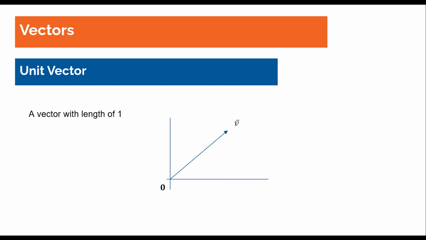Now, what is the unit vector? A vector with length of 1 is a unit vector. This concept is important because unit vectors make equations simpler and computations easier. Given a vector v, how can we get a unit vector in the same direction? In other words, what is the corresponding unit vector of v? Here we call it w.